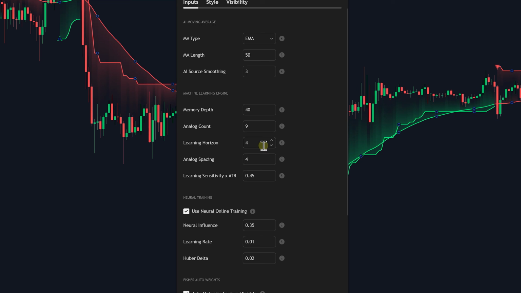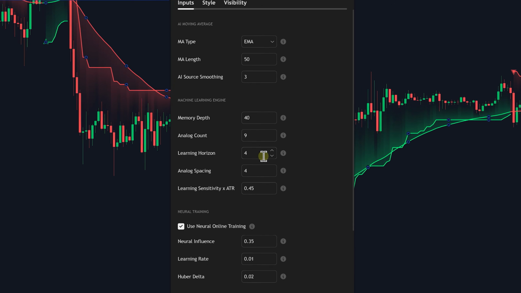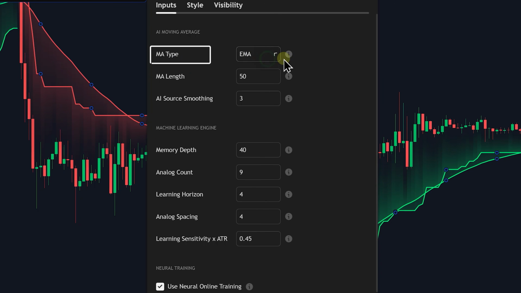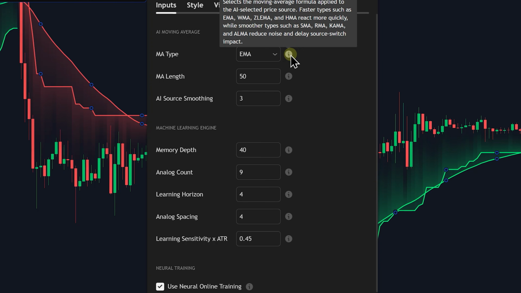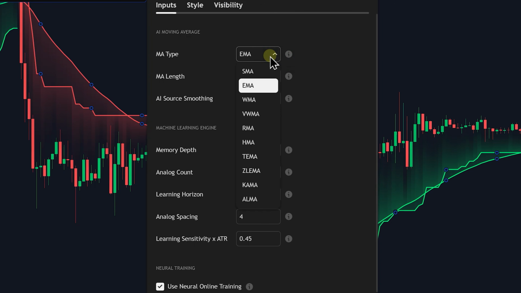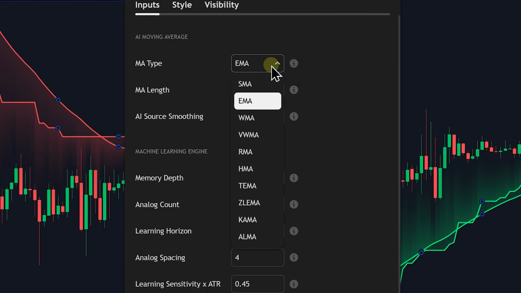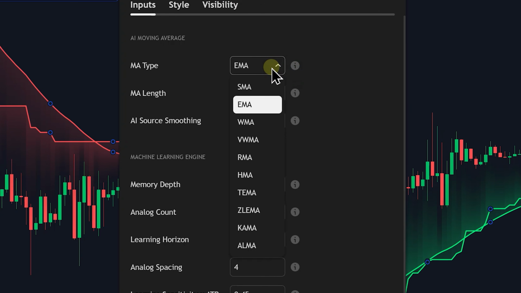Now, let's take a look at the settings. The first setting is the MA type. This determines the moving average formula being used after the source has been selected. You can choose between different moving average calculations depending on how responsive or smooth you want the line to be.